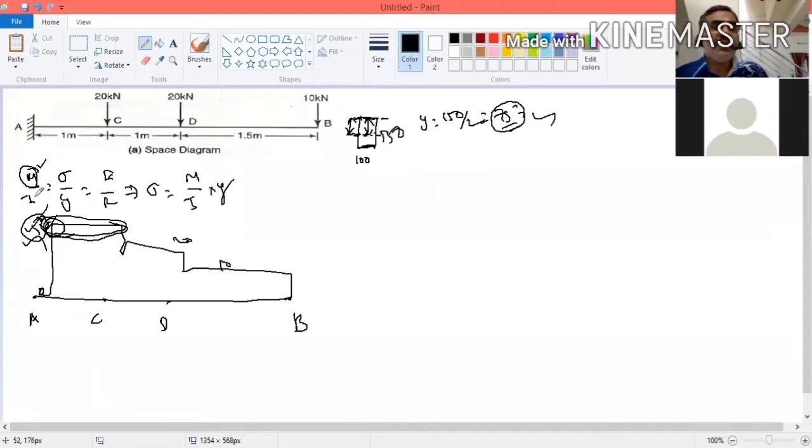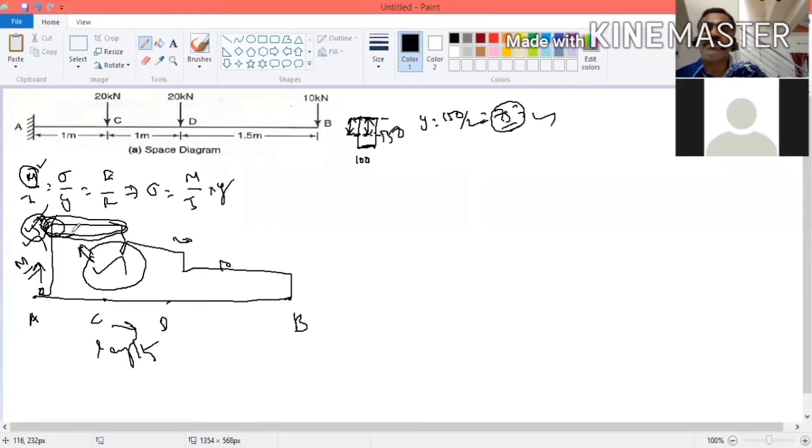In most problems we may not know where the maximum bending moment is acting, so you have to draw the bending moment diagram. What is a bending moment diagram? If you take the length of the beam on the x-axis and the bending moment on the y-axis and draw a graph, that is the bending moment diagram. It gives the bending moment across the length.